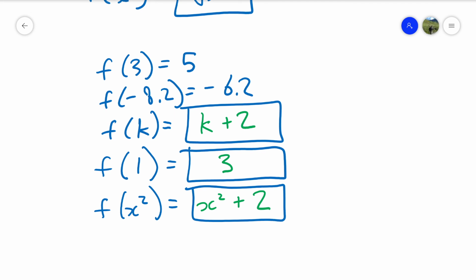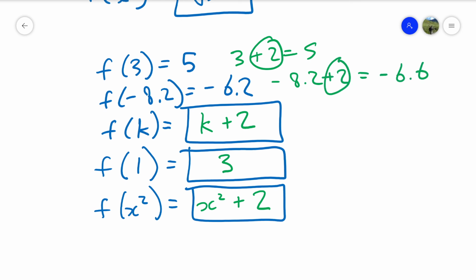How did I deduce this? Because I looked at the 2 we already had and I just thought it through. I was like, oh, I wonder what it could be. Is it times, divide? Oh, look, well, 5 is bigger than 3. Oh, well, 3 plus 2 is 5. So I wonder if it's plus 2. Well, let's try it out. What's minus 8.2 plus 2? Oh, yeah, that works. I guess that's what it is.